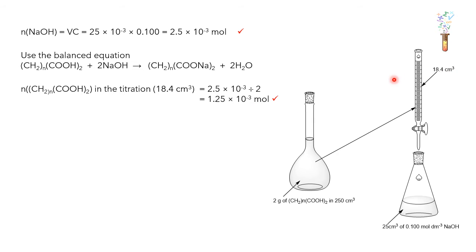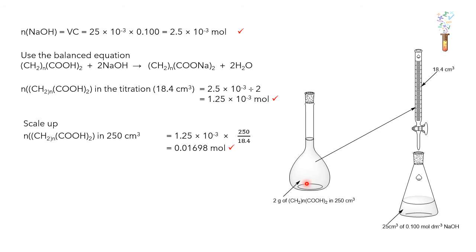But the thing is, that's not where we put the succinic acid, we put it into this thing. So what we need to do now is scale up from the burette to the volumetric flask. And we're not scaling up from 25 to 250, we're following the arrow from 18.4 to 250. So we can see our scale up factor there, 18.4, 250. You don't need to convert these to decimetres cubed because they're both in the same unit, so it's just a ratio. And we can see we get this number here, 0.01698. So there's 0.01698 moles in this volumetric flask in here, and that's got 2 grams in it.